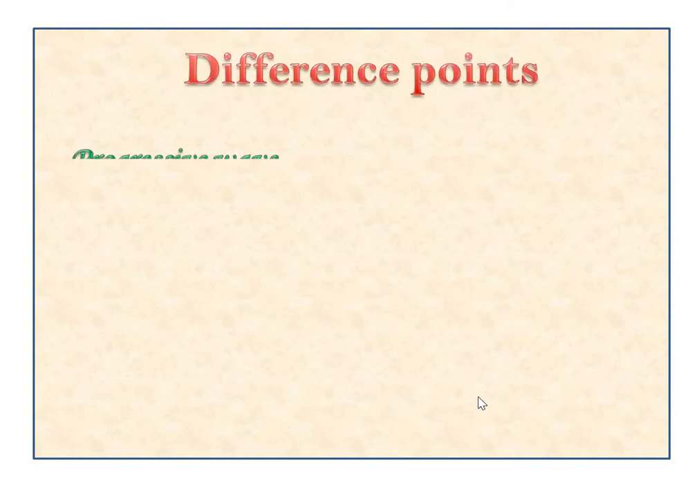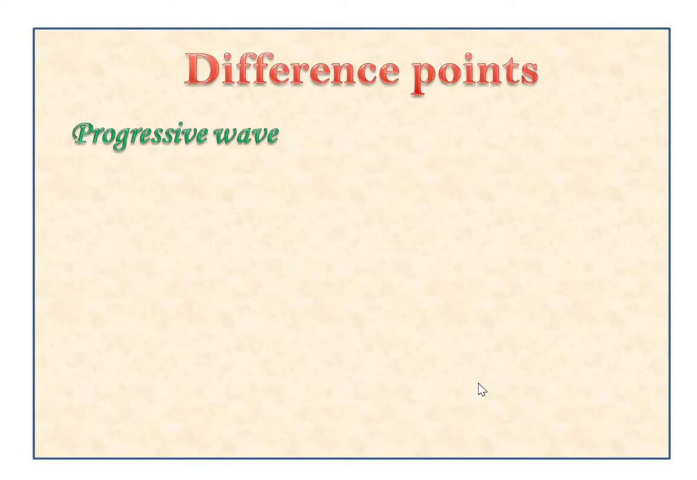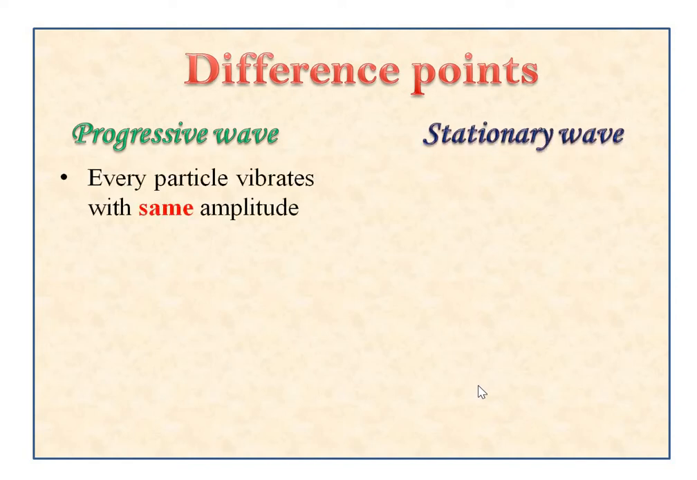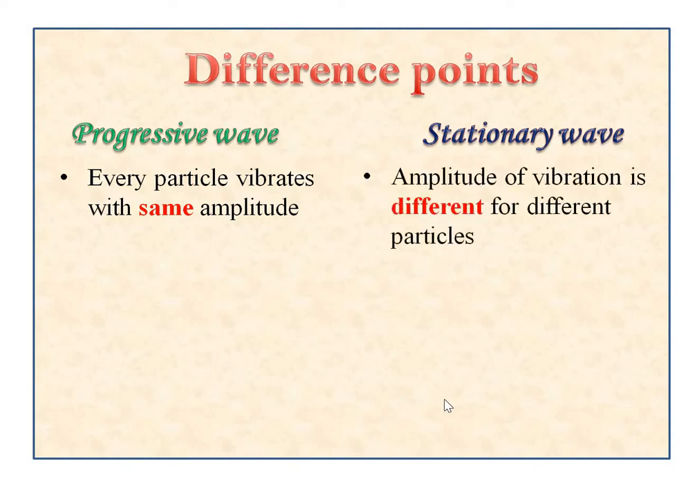The next difference point between progressive and stationary waves is that in a progressive wave, every particle vibrates with the same amplitude. Remember, in a progressive wave, every particle vibrates with the same amplitude, and in a stationary wave, the amplitude of vibration is different for different particles.